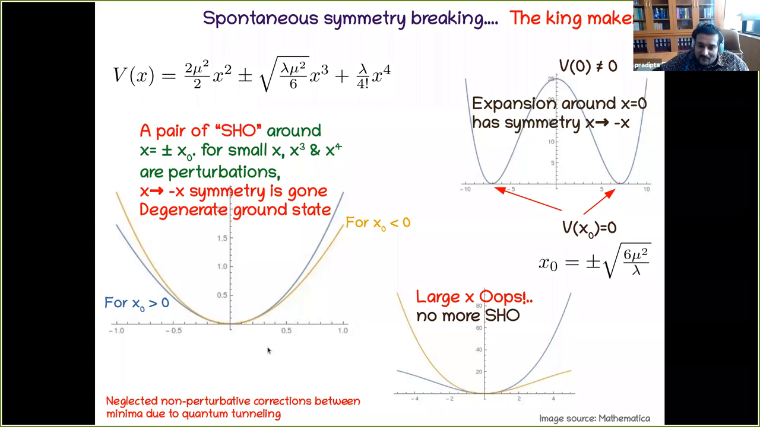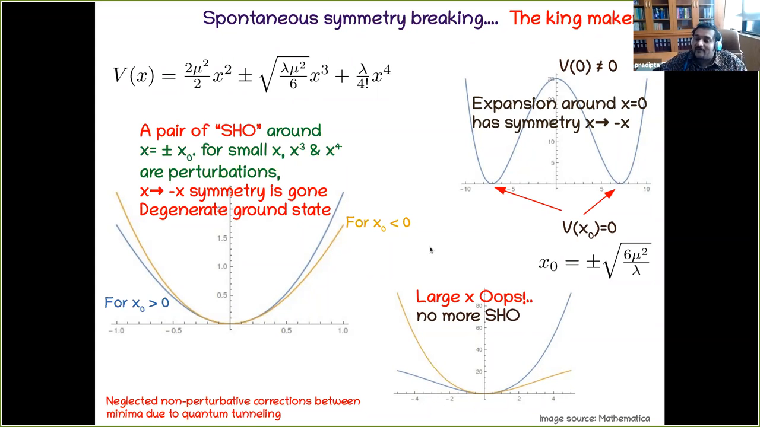But as long as you consider small x, I can have a pair of mildly perturbed simple harmonic oscillators, and I can rewrite my entire theory with respect to one of these ground states, be it x naught greater than zero or x naught less than zero. But of course, there are a few things. If you consider higher x, then that symmetry is gone.